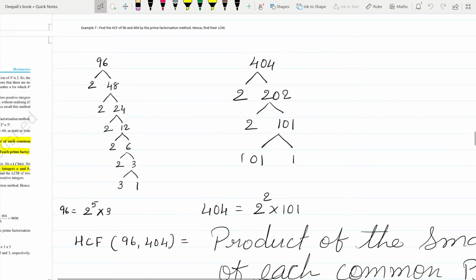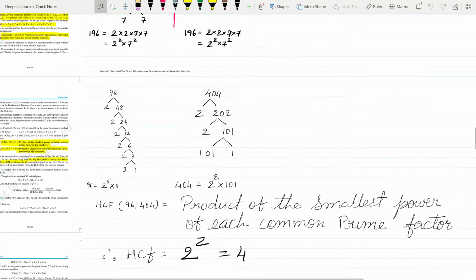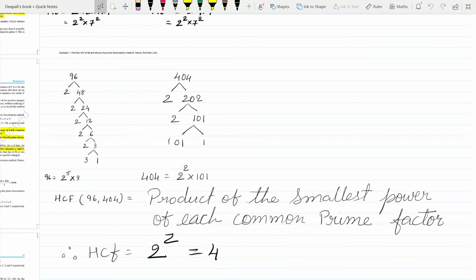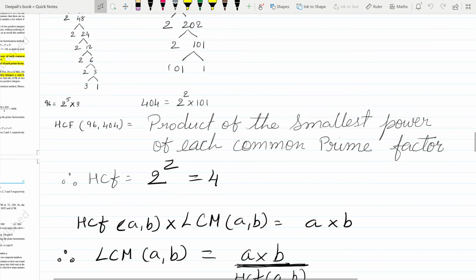Therefore, HCF of 96 and 404 is equal to the product of the smallest power of each common prime factor. Now the common prime factor is 2 and the lowest power of 2 is 2. So the HCF is 4.